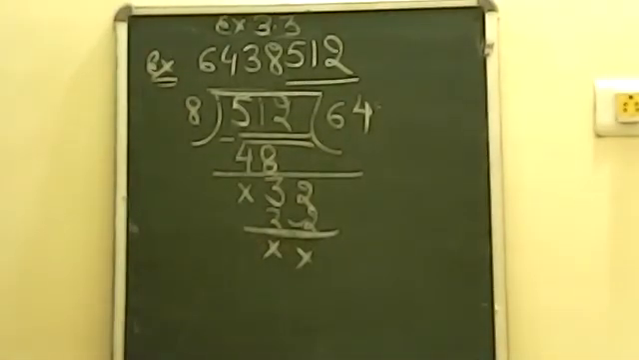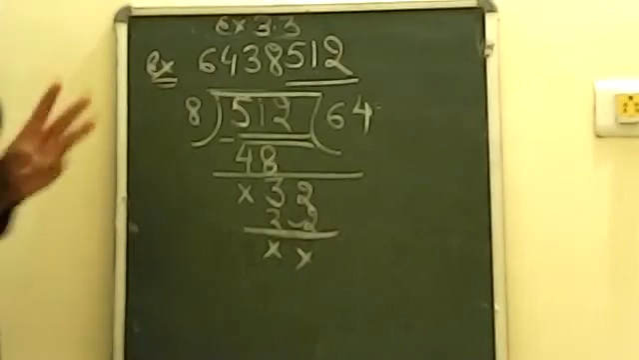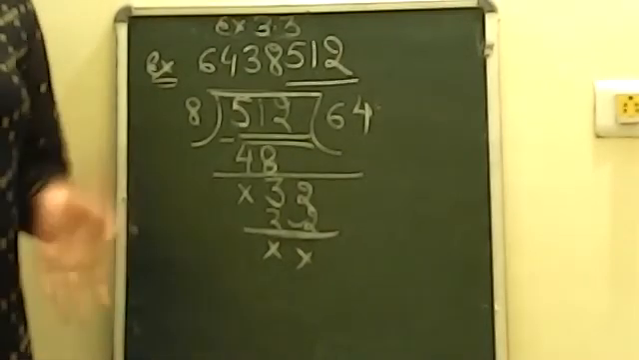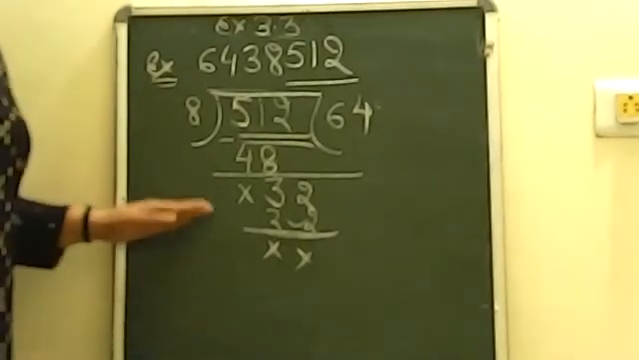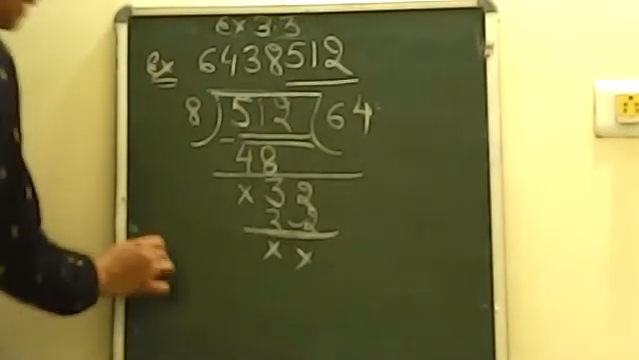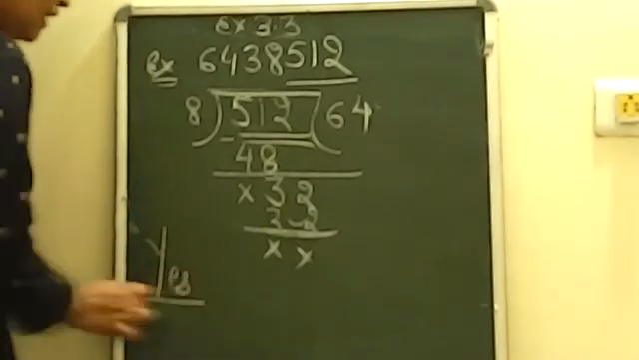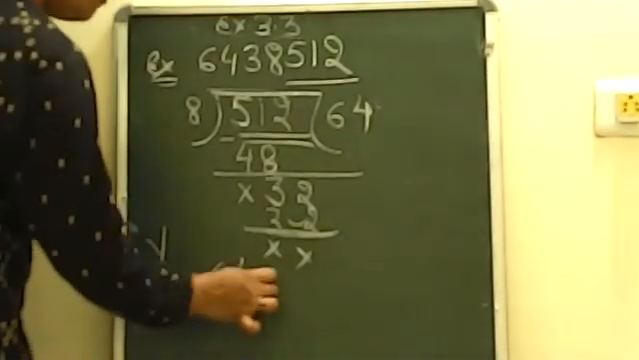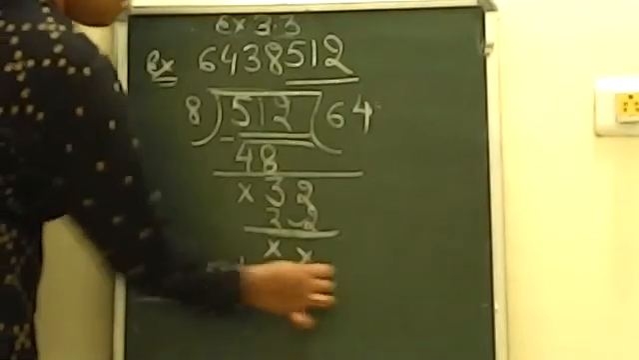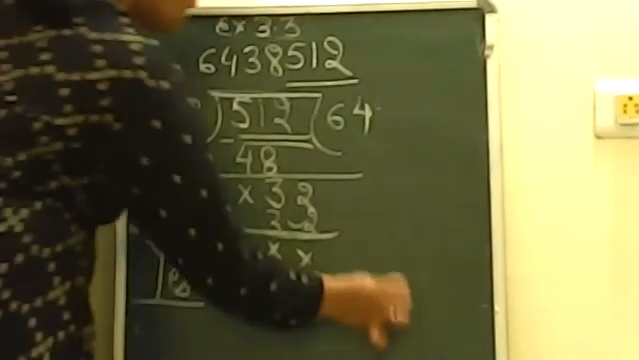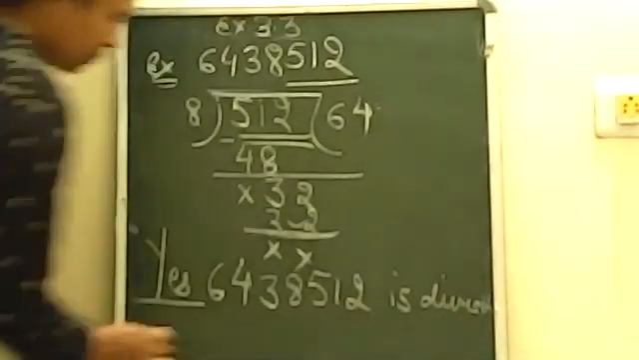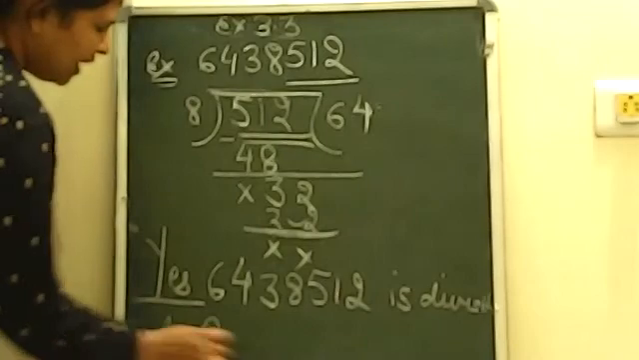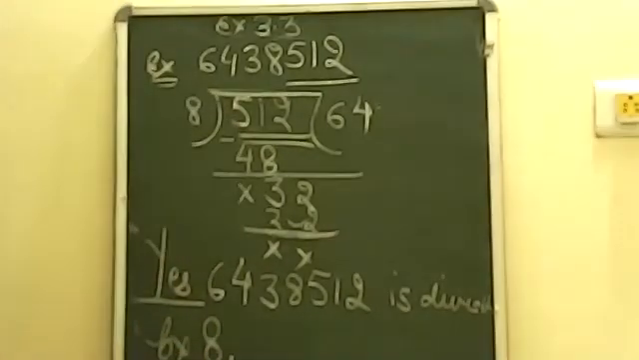ठीक है, it means the last 3 digit number which we have taken, the number formed by those 3 digits, is completely divisible by 8. It means you will write it down in the answer. Yes, 6438512 is divisible by 8 completely. Finished.